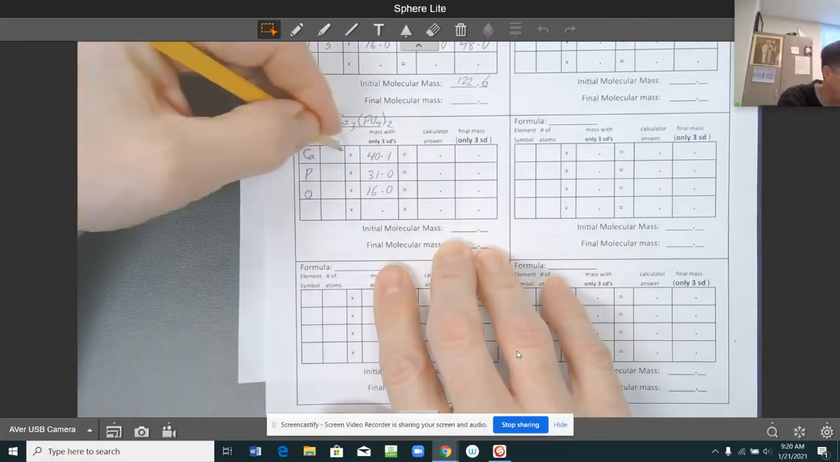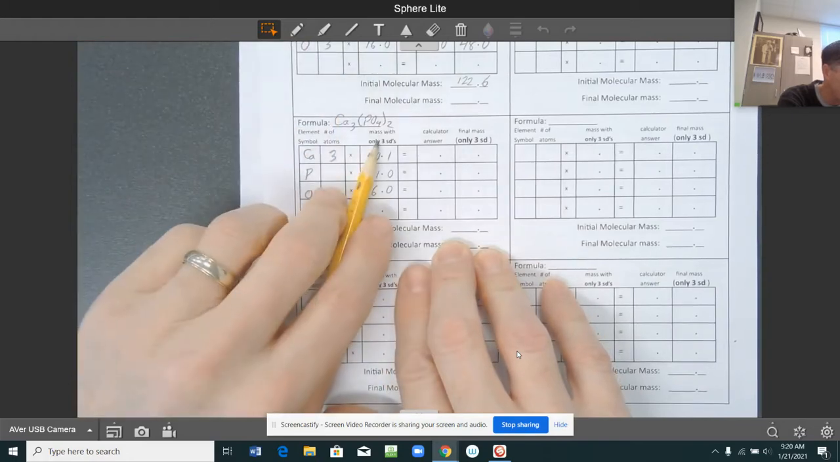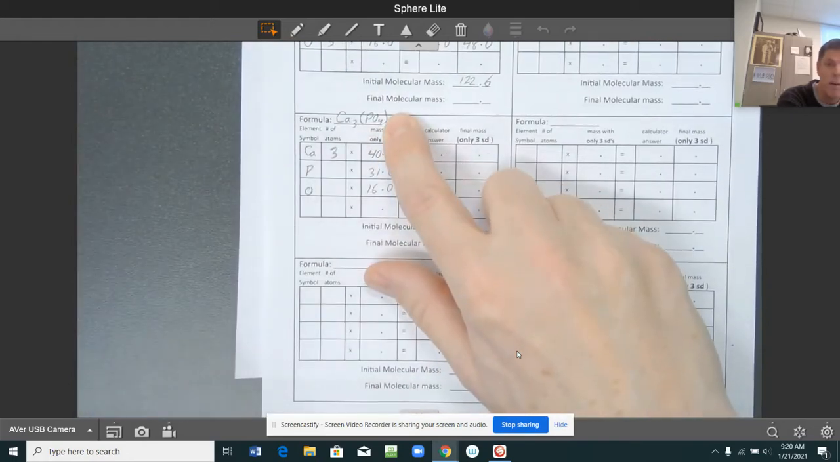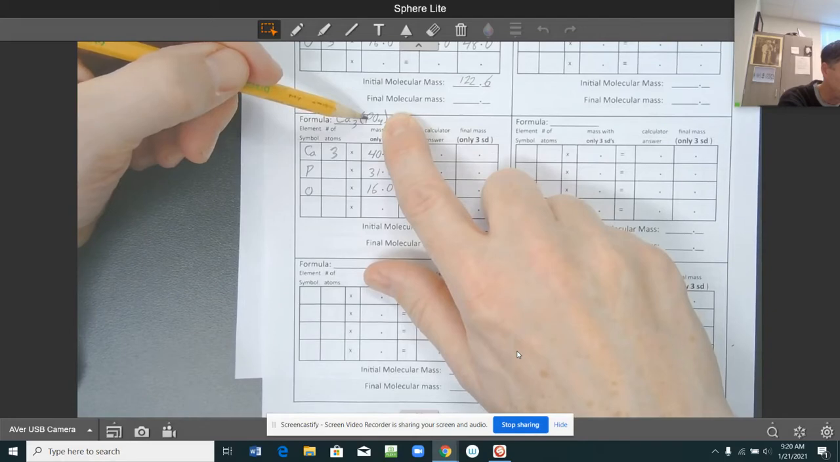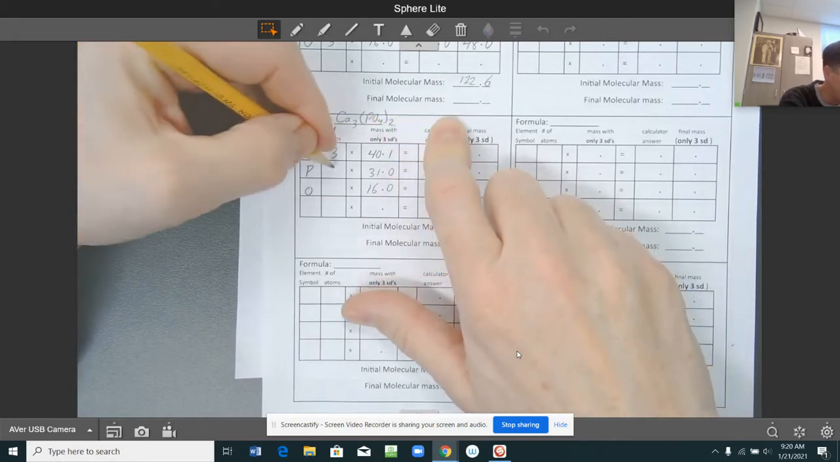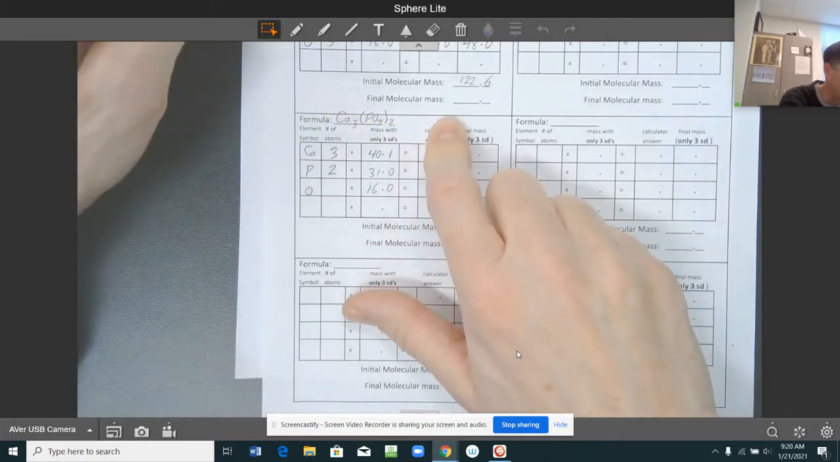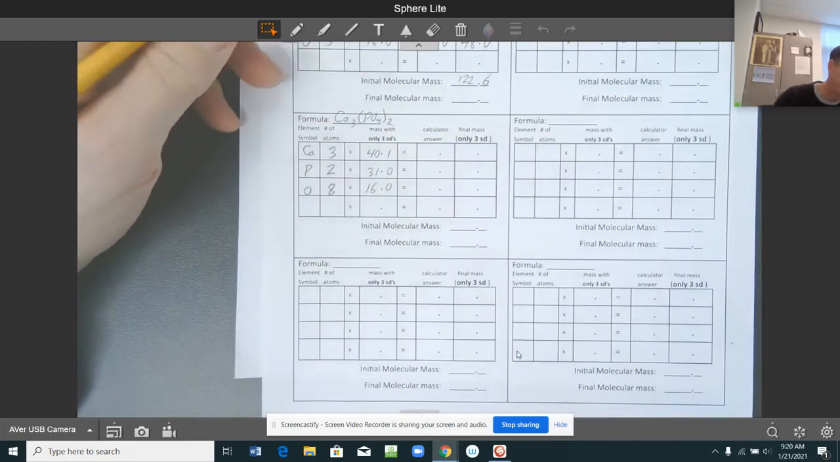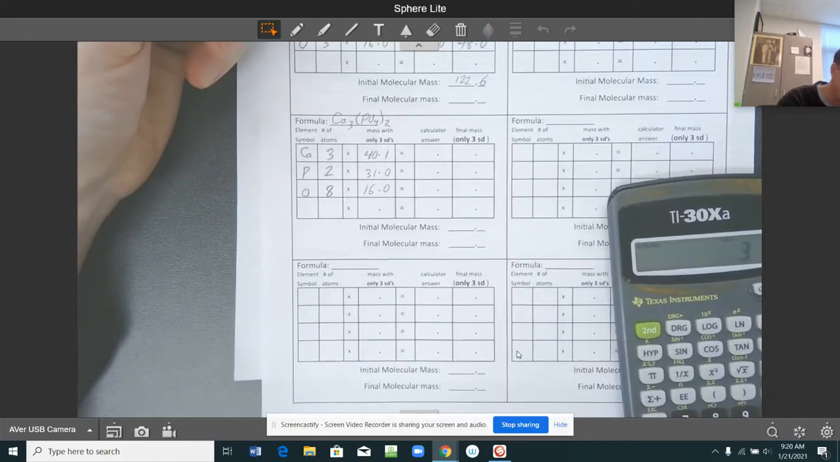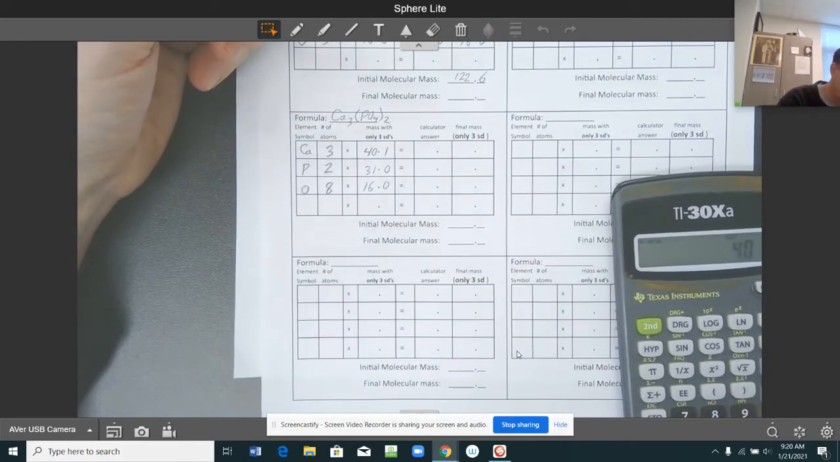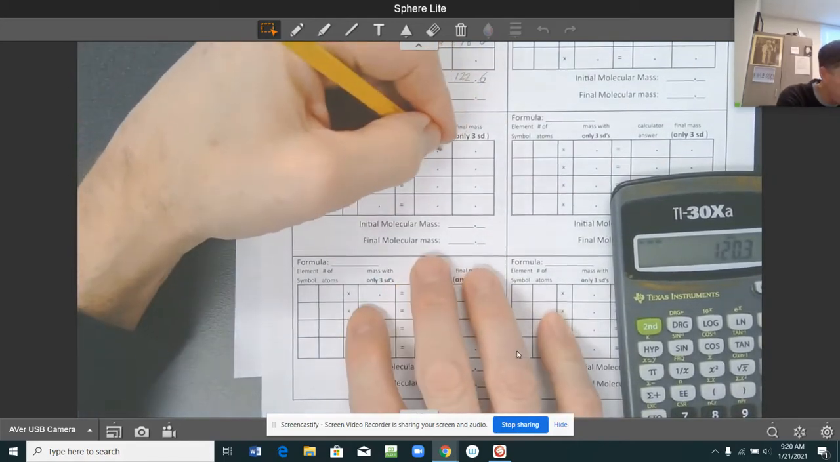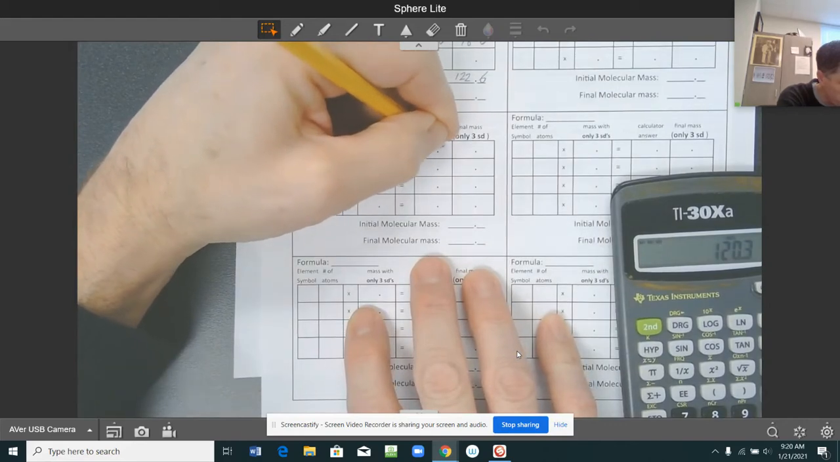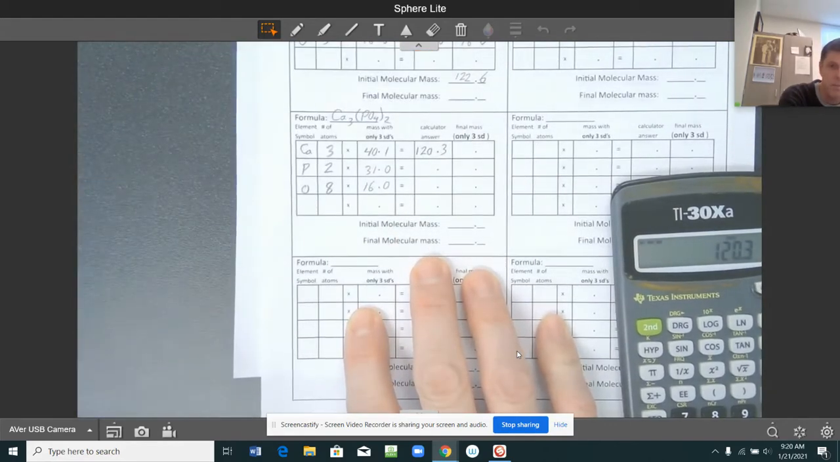Number of atoms. Well, I've got 3 calciums. Phosphates, well, in that, I only have 1 phosphorus. Well, I've got a 2 out here, so that means I'm actually going to have 2 phosphorus because it multiplies through. Well, 2 times 4, that means I've got 8 oxygens. So here's the piece. 3 times 40.1, that means the calculator, the dumb machine, is going to spit out this.